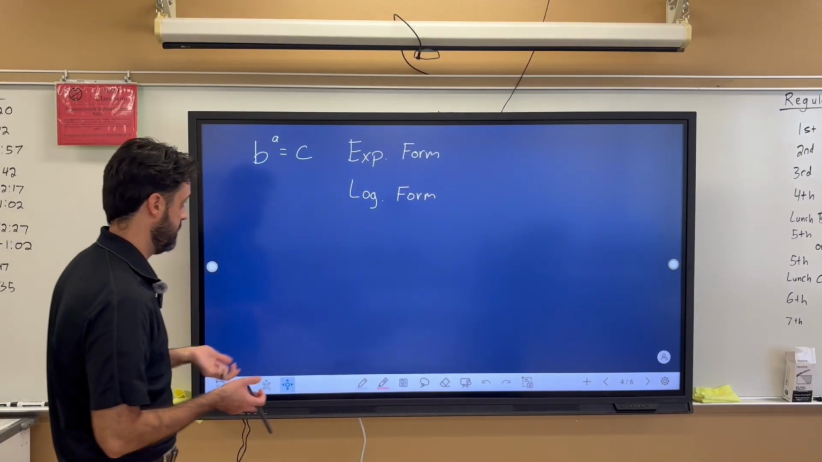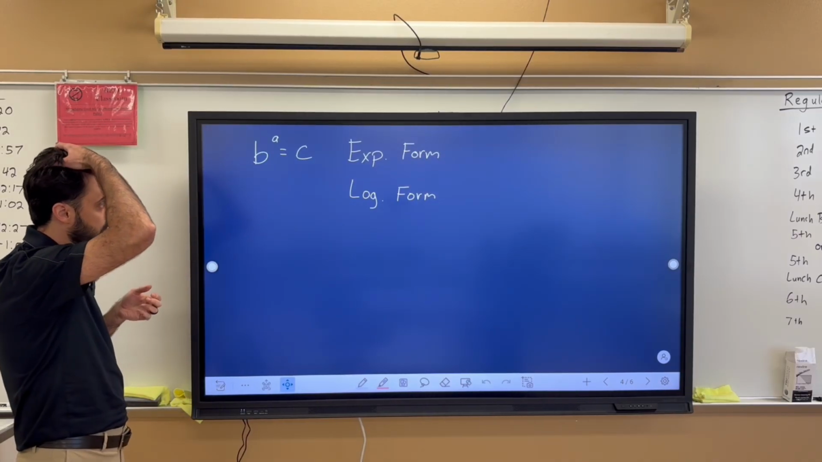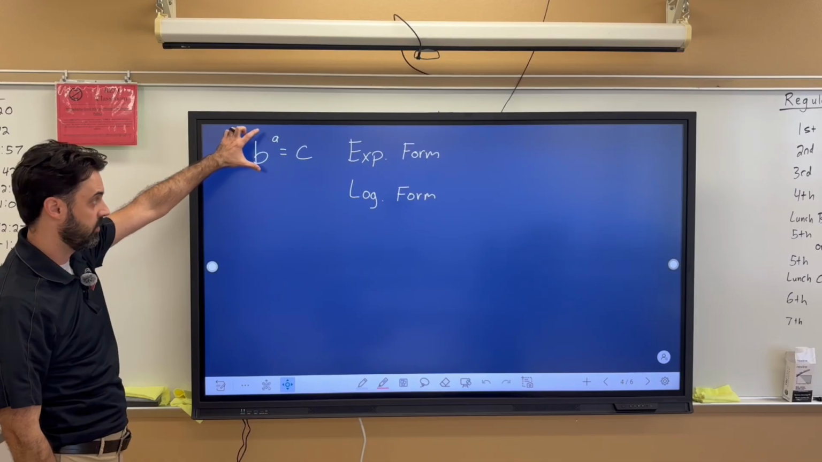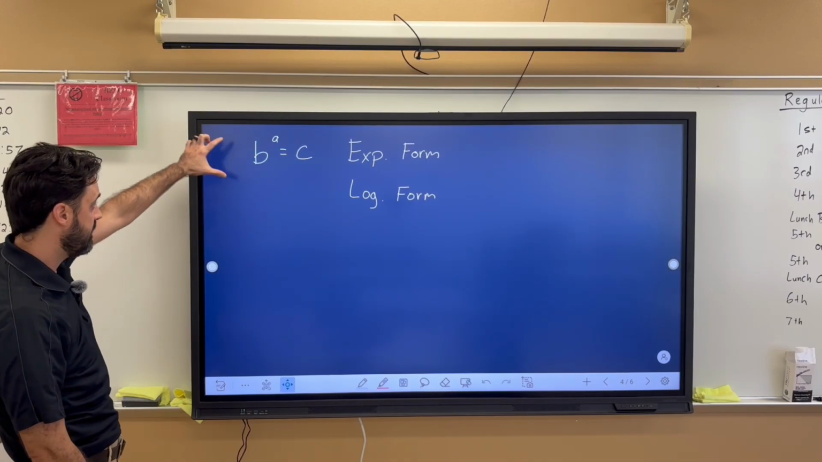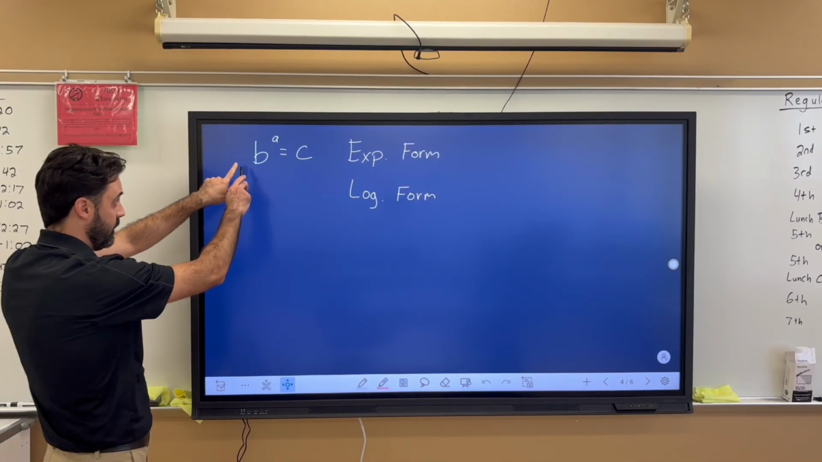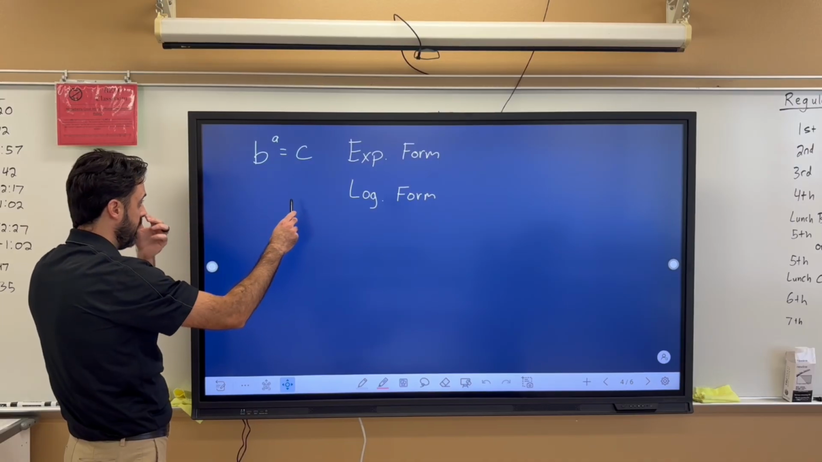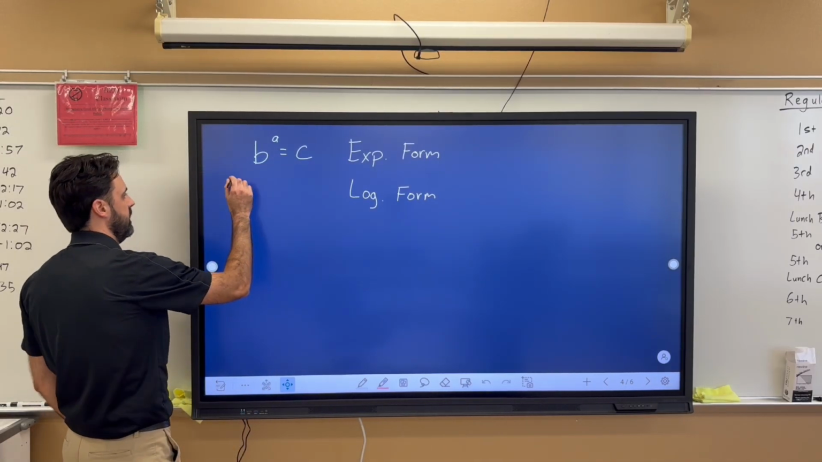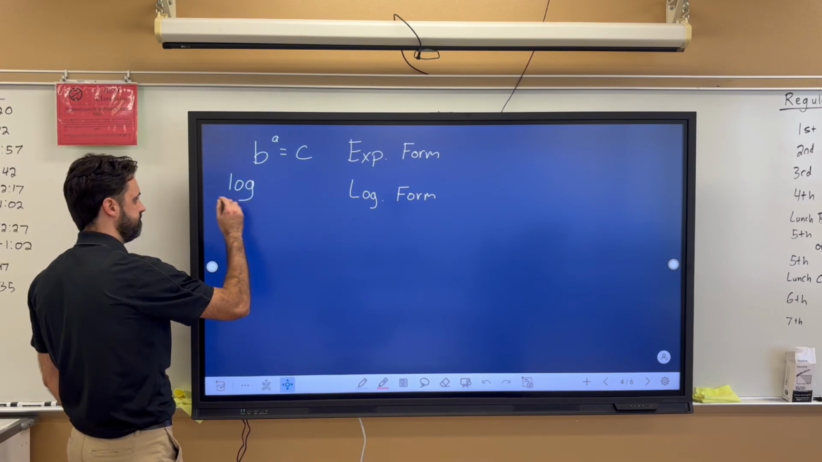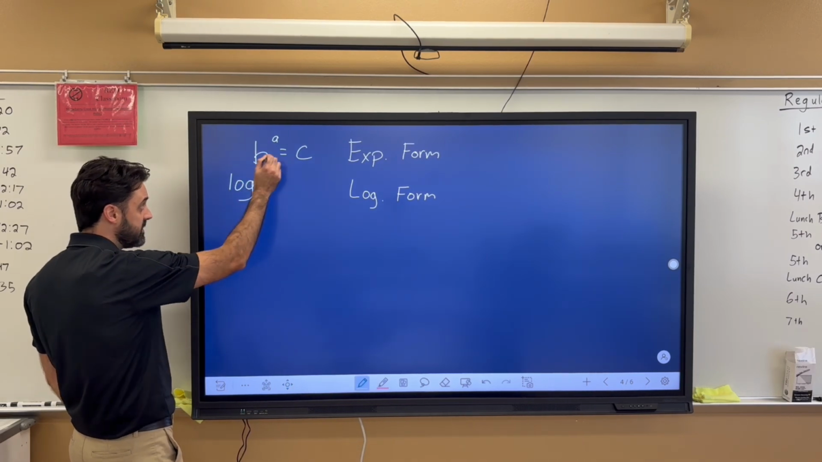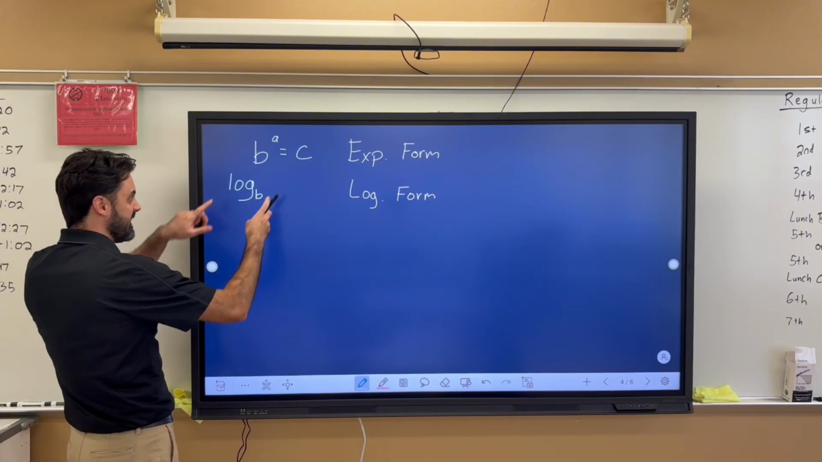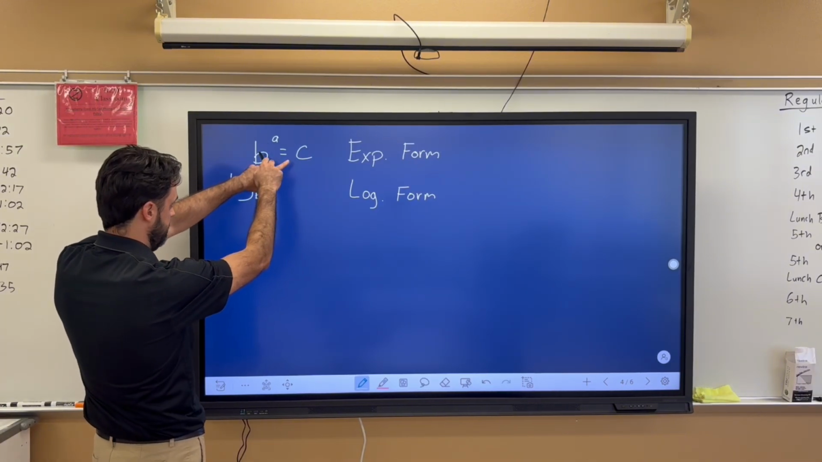Let's talk about what they are for a second. So logs are simply a different way to write exponential equations. All right, so if we have an exponential equation that's written like this, we can write it in an equivalent form as a log. And to do that, you just write the word log. The base of the exponent becomes the base of the log. And it's kind of like these two things just switch places.